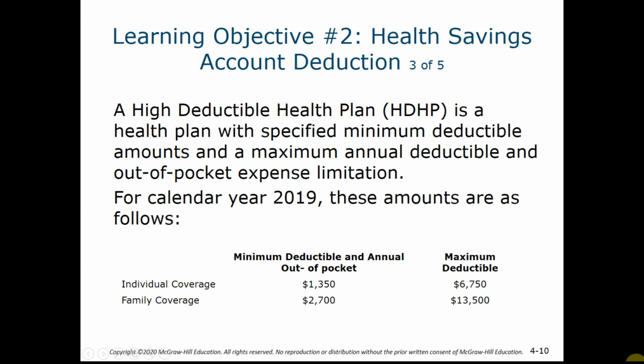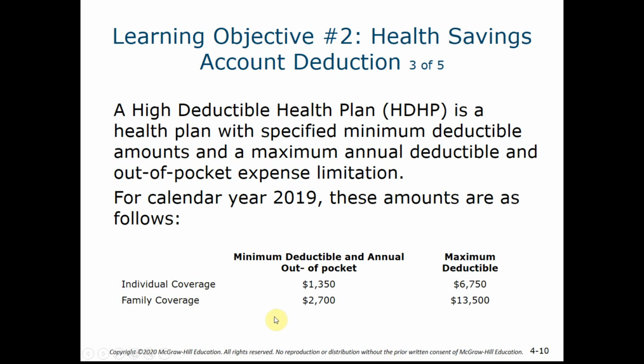So this high deductible health plan for these health savings accounts has some limits for 2019, these out-of-pocket limits. The minimum deductible and annual out-of-pocket for individual coverage is $1,350, and the maximum is $6,750. So certain kinds of plans then would qualify for the health savings account deduction.